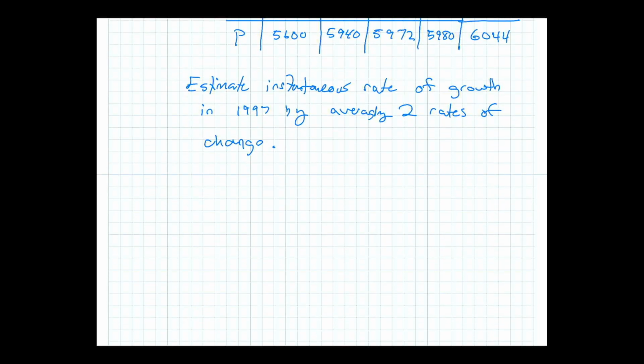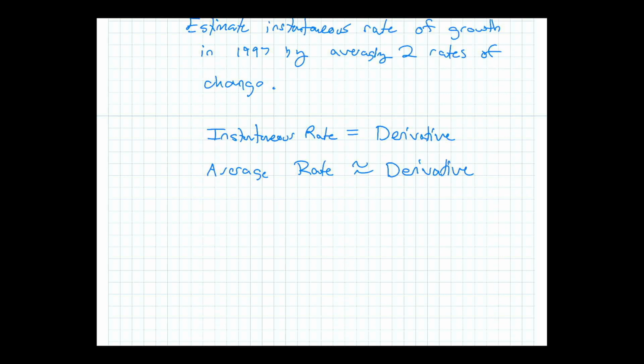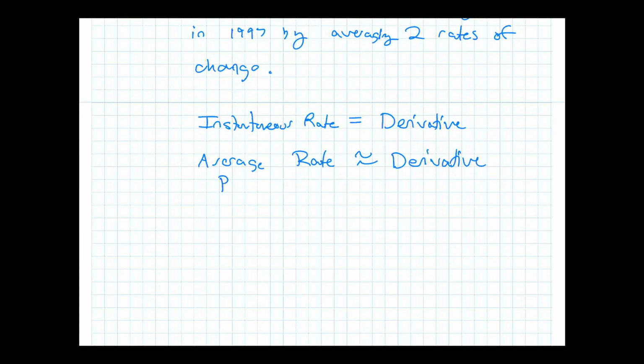So we know that an instantaneous rate is a derivative, right? It's a slope of a tangent line. Now, an average rate is approximately the derivative, right? It's not the derivative, but it's approximately the derivative. And the way you calculate average rates, like we did before, is P of T2 minus P of T1. I'm using the P because that's population here. This kind of calculation, slope of a secant line, would be approximately the derivative. Okay.